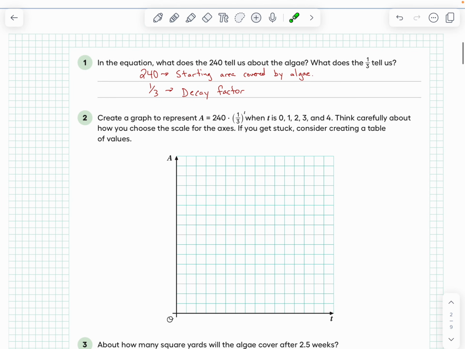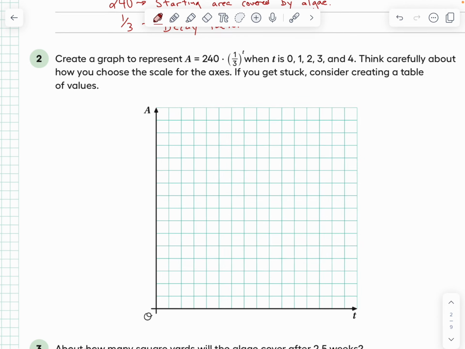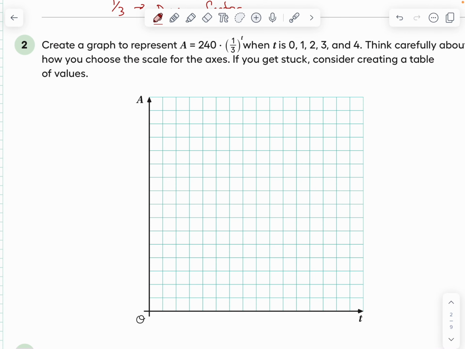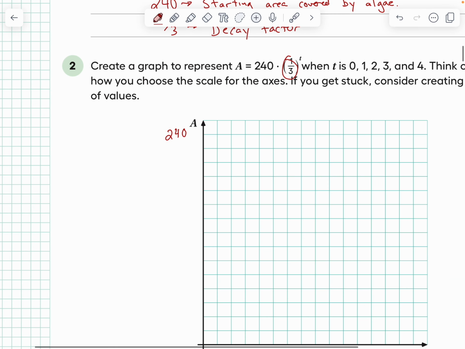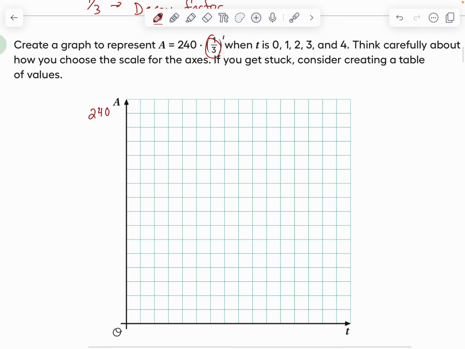All right, so we're going to create a little graph here. We're going to start at 240, and since it's 1/3, that tells us it's going to go down. So 240 should be all the way up here to the top. Then we've got to figure out what's the best way to do this, right? Let's see. We've got 1, 2, 3, 4, 5, 6, 7, 8, 9, 10, 11, 12, 13, 14, 15.